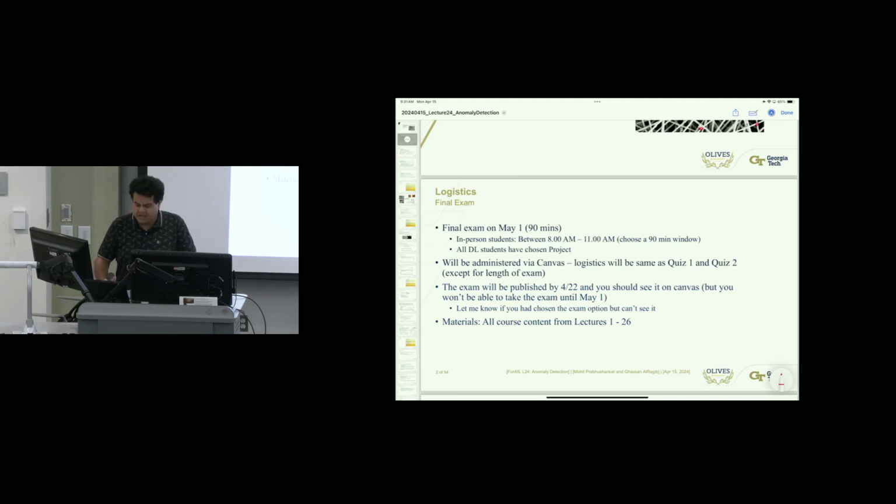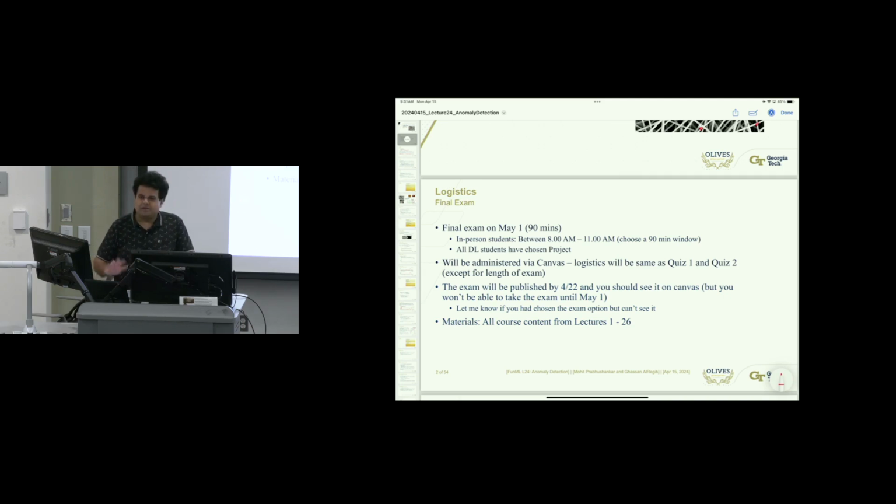So materials are going to be everything from lecture number 1 to 26. Now in quiz 2, when I had said this, it was everything from 1 to however much it was in quiz 2. Most of the time, the materials after quiz 1 is essentially what I had quizzed you on. There wasn't anything from before quiz number 1 in quiz 2.